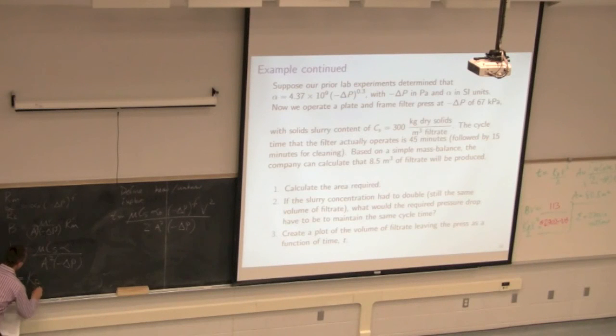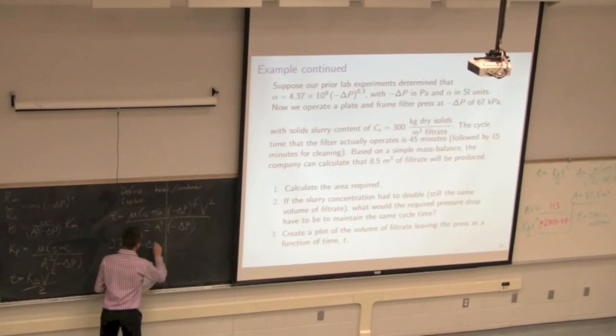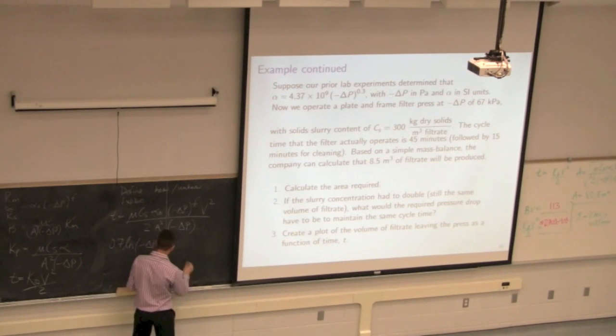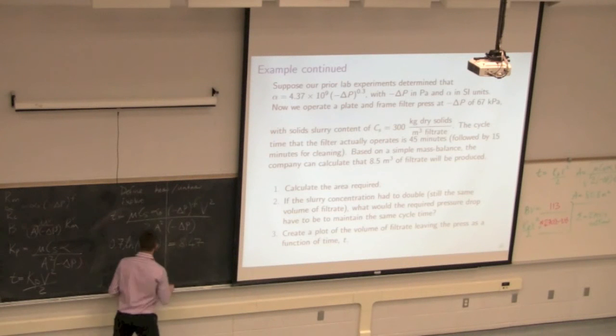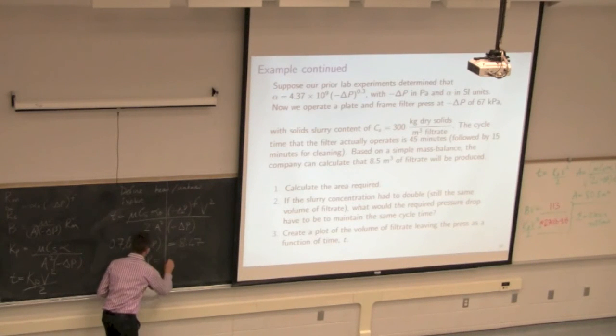Expansion of t is Kp v squared over 2. I've just substituted in what Kp's definition is, and I've substituted in the definition for alpha. So both of those are in there. We've got delta P in the numerator and denominator. A bit of a mess, but you can prove to yourself using logs that it's 0.7 log minus delta P is equal to 8.47. And if you solve that, you get minus delta P required.